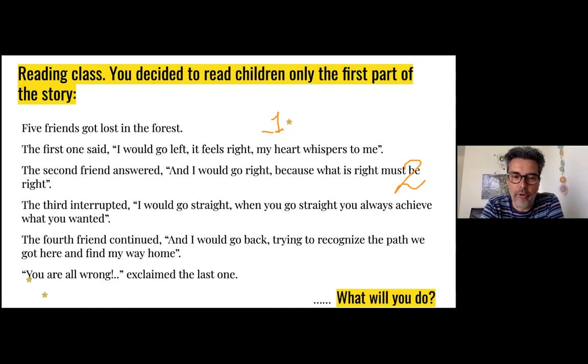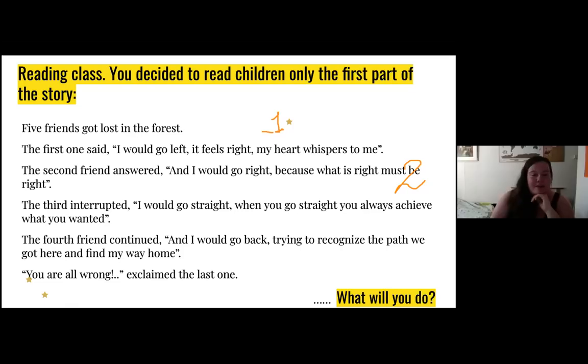"You are all wrong," exclaimed the last one. The assumption is that this is the knowing person of the bunch of people that got lost in the forest, right? Because "you're all wrong" suggests that he or she knows that they're all wrong. It's not just an opinion. So should we turn to that person and let that person tell us why we're all wrong? And maybe there's more going on, because we've only just read the first part of the story.